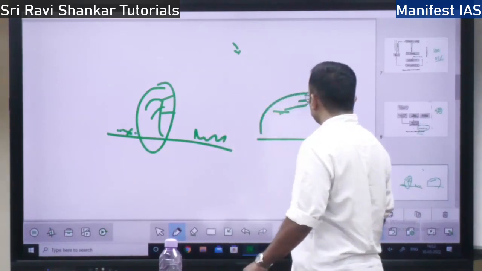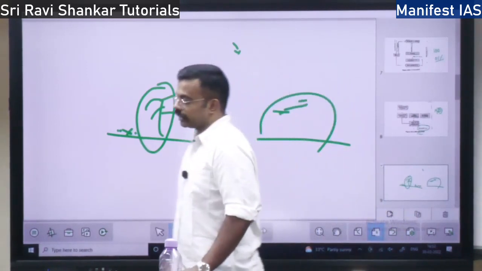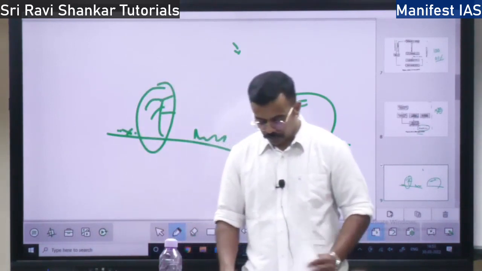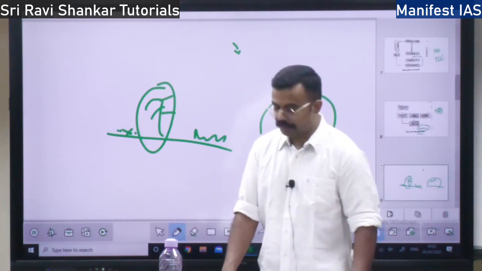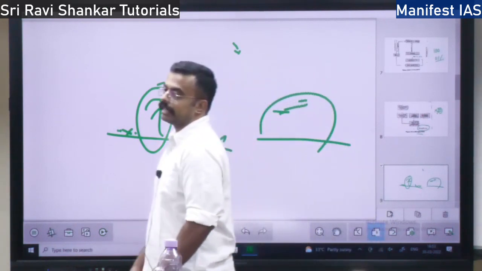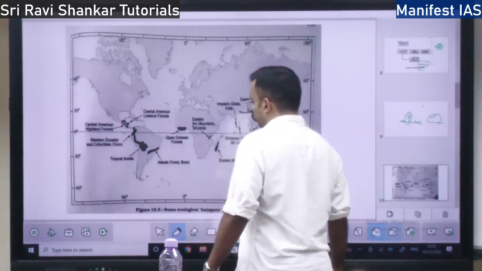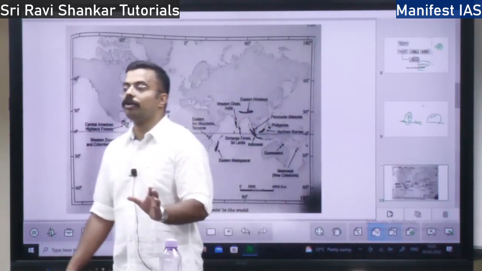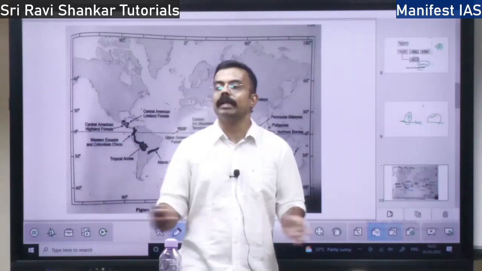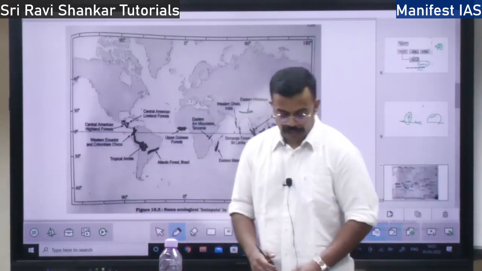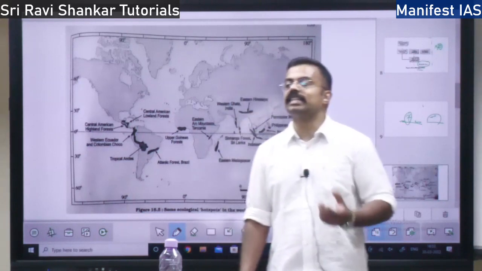So last, the concept in this world physical geography is biodiversity and conservation. So what is biodiversity? Bio means living things. Diversity, how many types of living things are there on the earth, is called biodiversity. So this biodiversity is our wealth.